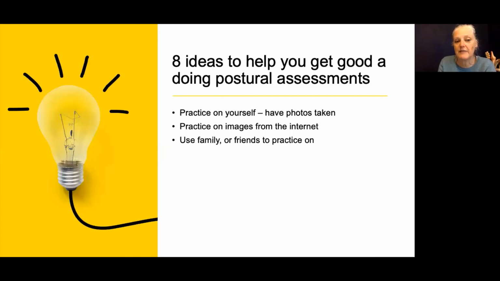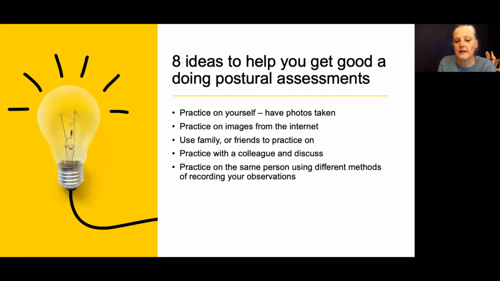Obviously, you've got to be careful with who has access to those images. Practice with a colleague and discuss what you found with a colleague. And again, you could practice on the same person using different methods of recording your observations. You might not want to use a chart, you might want to just take some photographs, or you might want to make some handwritten notes.